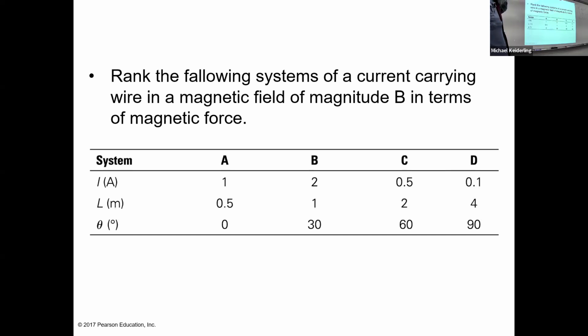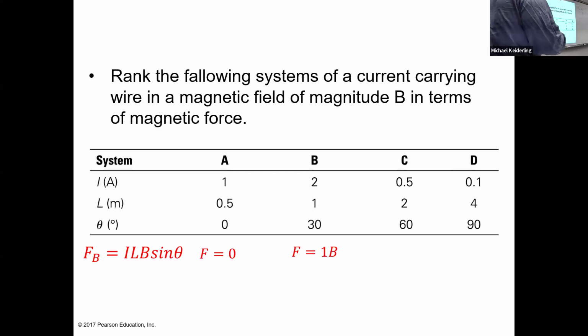Well, we can go through and calculate the force for each one. Remember that magnetic force is current times length times B times sine theta. So for A, the force is 0, because the sine of 0 degrees is 0. For B, we have 2 times 1 times the sine of 30 degrees, which is 1/2. We get 1B. For C, we have 0.5 times 2 times the sine of 60 degrees, which is square root of 3 over 2. We get square root of 3 over 2 B.